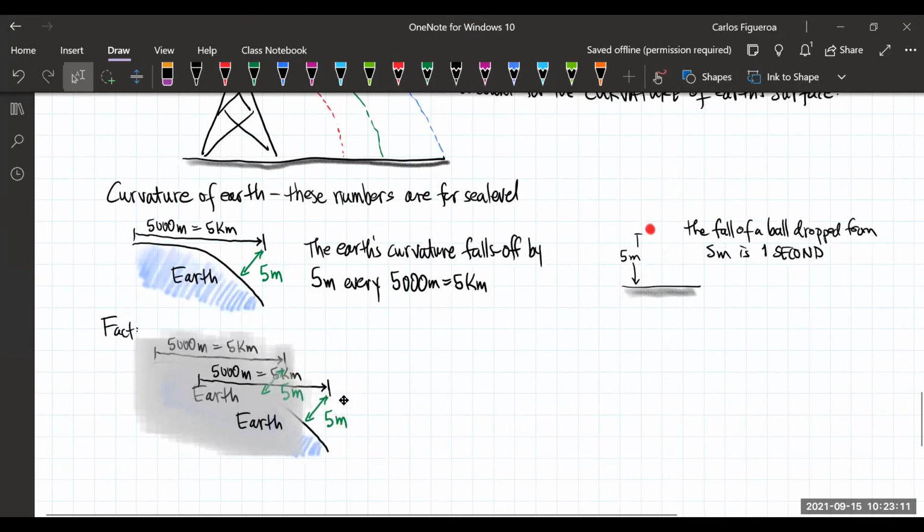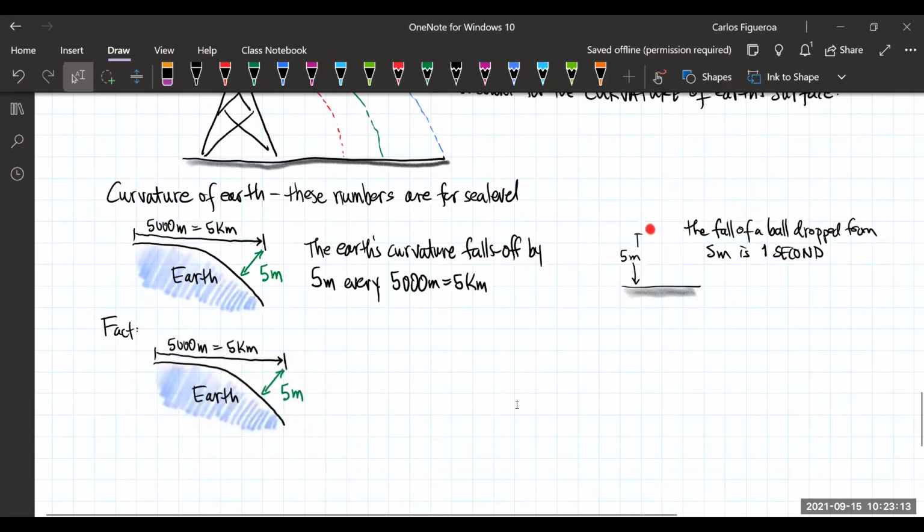So what you see here is that if you're standing, okay, so what we're going to do here is imagine that you're standing here on the Earth, and you're looking out over the ocean. So your line of sight goes like this. This is your line of sight.